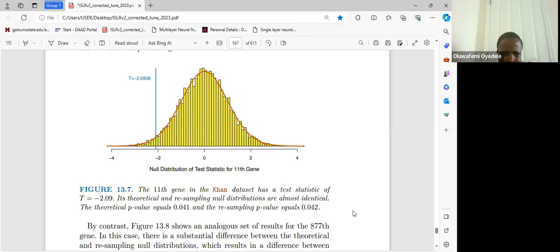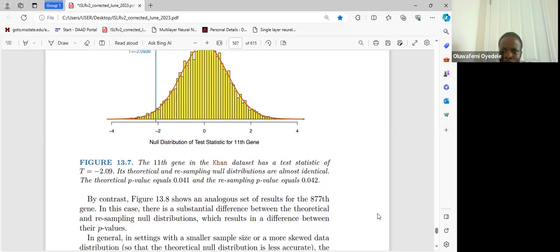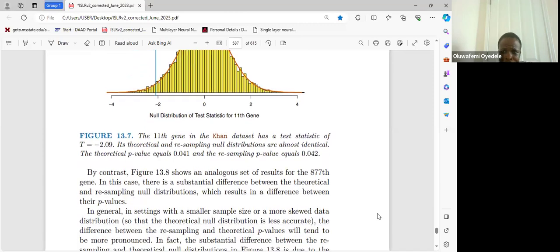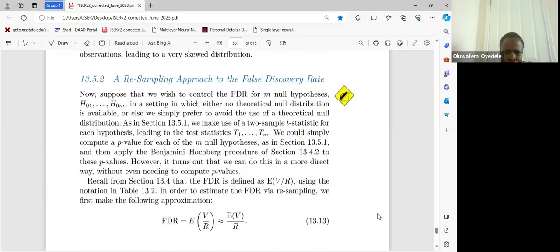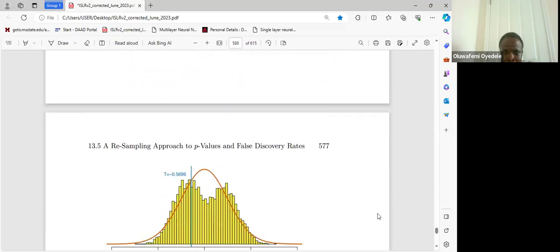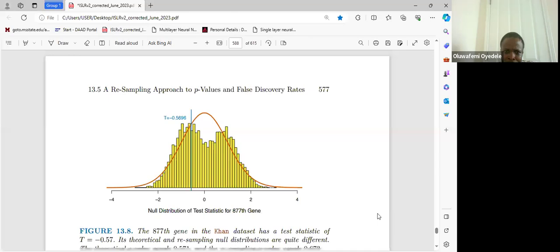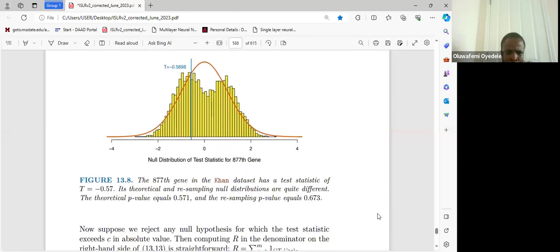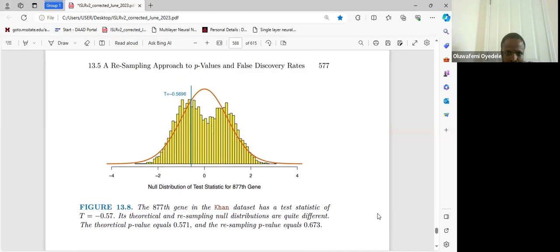So it's almost identical to the actual one, because the 11th gene in the Khan data set has a test statistic like this. Its theoretical and resampling null distributions are almost identical. We almost get an identical shape to the raw data set, so we can see that resampling is doing a very good job. They comment that the theoretical p-value equals 0.0 and the resampling p-value is also close. It's still close.